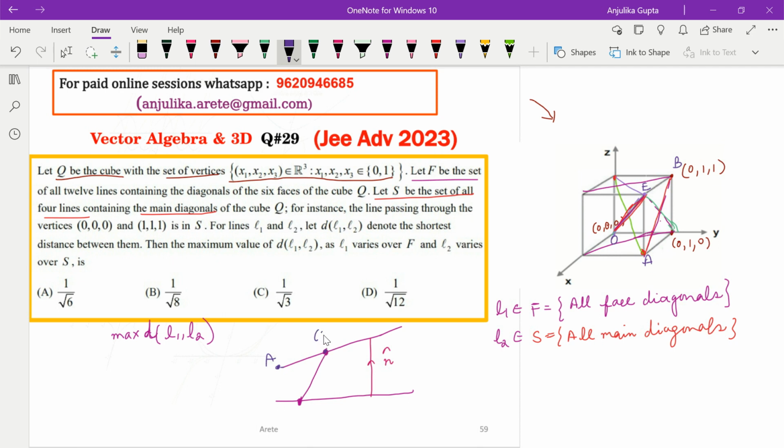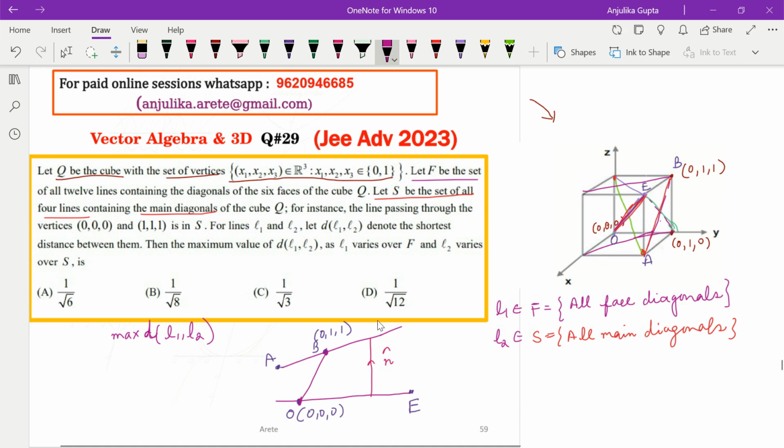Okay, point B is given to you as (0, 1, 1). This is B, and this is O. Let's call it O because I know one point, and the easier the point, the easier our job is. Okay, O, and let's say E is somewhere here. We don't care about that, right?